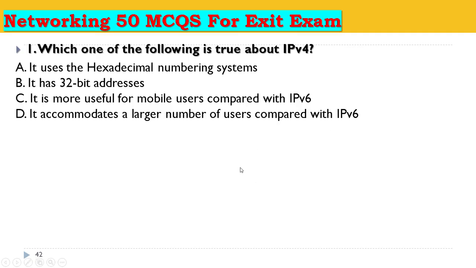Let's take each question one by one. The first question says, which one of the following is true about IP version 4? The correct answer is B. A says it uses the hexadecimal numbering system, which is not correct, nor are binary and decimal. But the correct answer is it has 32-bit addresses.